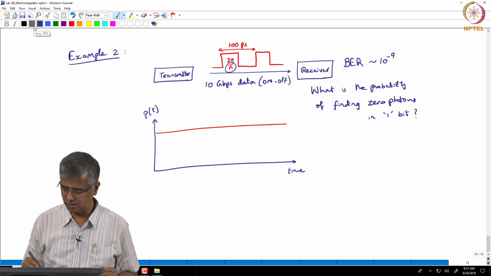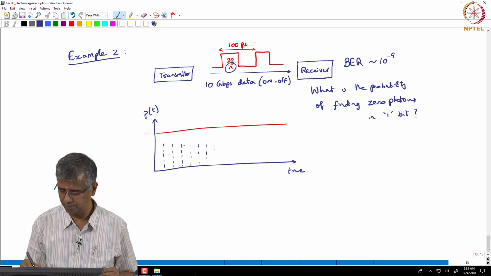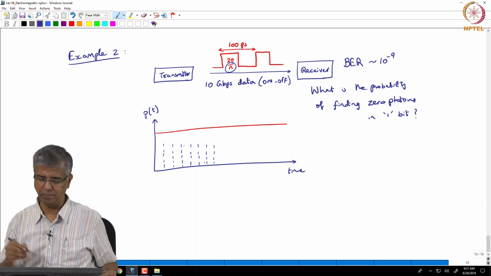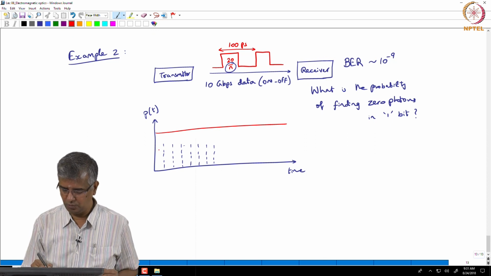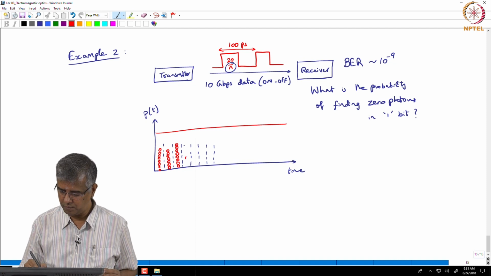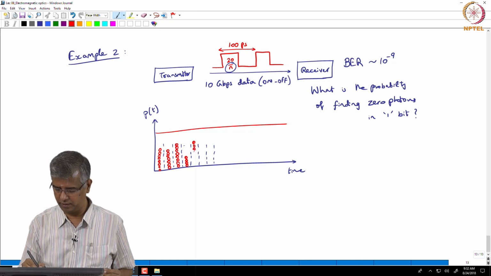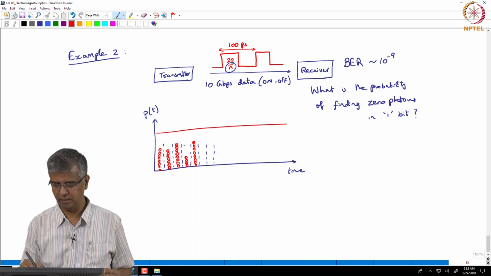Actually not, because if you actually do this and look at smaller sections in time, especially if you go down to the time scales that we were projecting in the previous case, you will find that in this time slot so many photons came, in this time slot so many photons came, in this time slot maybe a few more photons came, and maybe you would have a time slot where only a few photons came, and then another time slot where many more photons came, and so on.